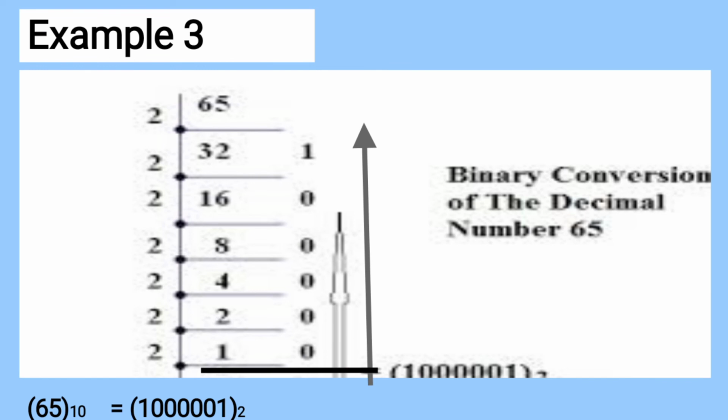Let us take one more example. First of all, 65 is the given number. When you divide, you will get 32 and the 1 will be your remainder. Next, 2 16s are 32 and the remainder is 0. 2 8s are 16, remainder is 0. 2 4s are 8, remainder 0. Next, 2 2s are 4, remainder 0. 2 1s are 2, remainder 0.